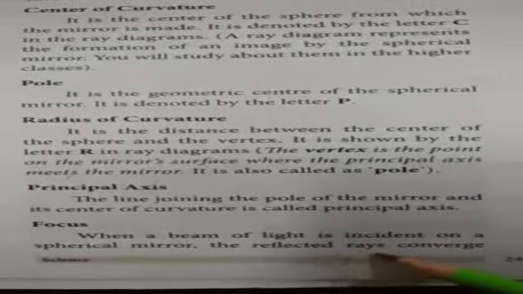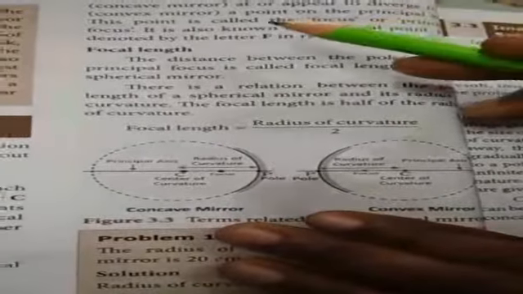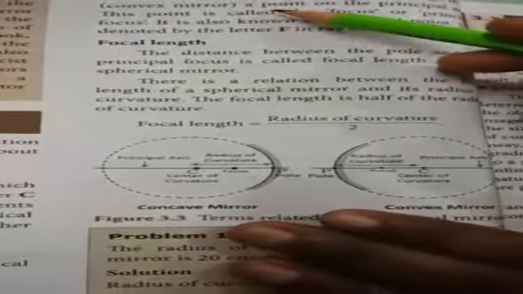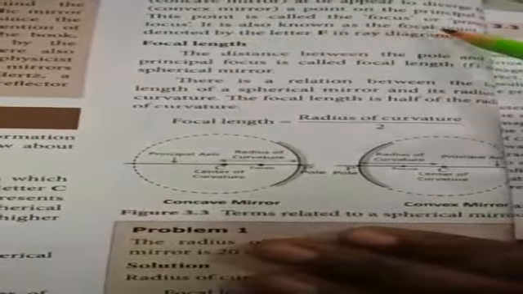Next, focus. When a beam of light is incident on a spherical mirror, the reflected rays converge at, or appear to diverge from, a point on the principal axis. So, the concave mirror converges and the convex mirror diverges. This point is called the focus or principal focus. It is also known as the focal point. It is denoted by the letter F in the ray diagrams.